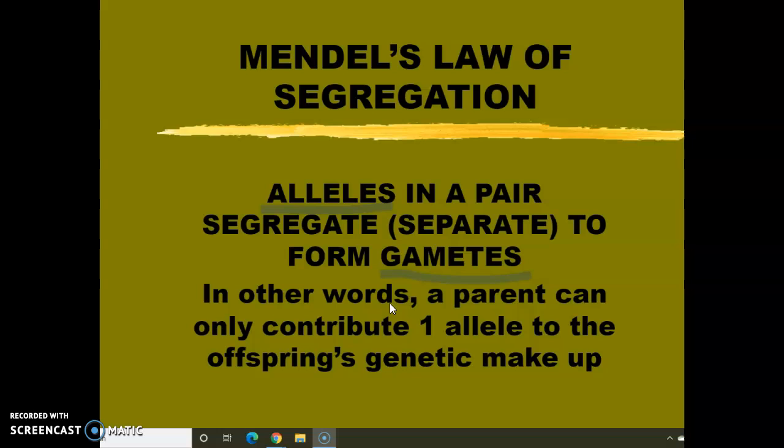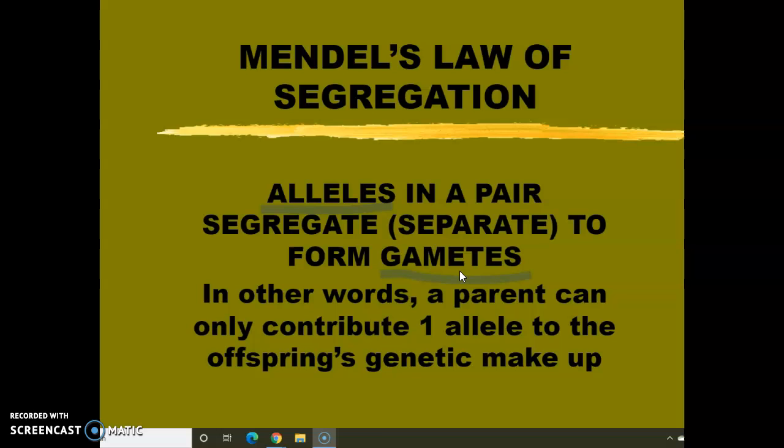Now, Mendel's law of segregation said genes or alleles in a pair will separate to form the gametes. Okay, so you only give one. Even though I have 2 blue-eye genes, I only gave one to each of my children. I can only give one at a time.